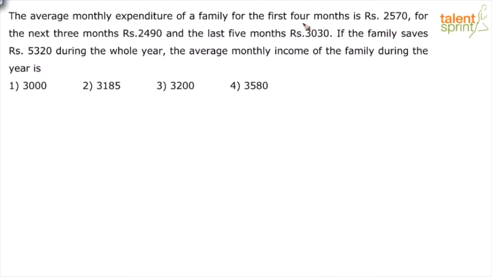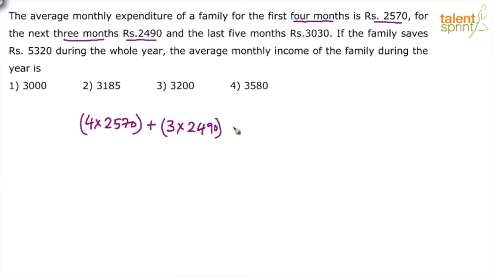All right. He says for the first 4 months, the average was 2570. So we can say the total of first 4 months is 4 into 2570. Then for the next 3 months, the average is 2490, right? So we can say here the sum is 3 times 2490. Then for the last 5 months, the average was 3030. So this is 5 into 3030. And also the family saves rupees 5,320 during the whole year. So there is an additional amount which is 5,320. All this becomes the total income for the year.